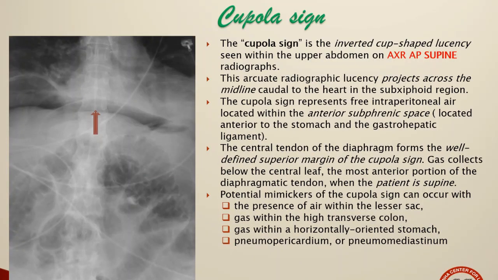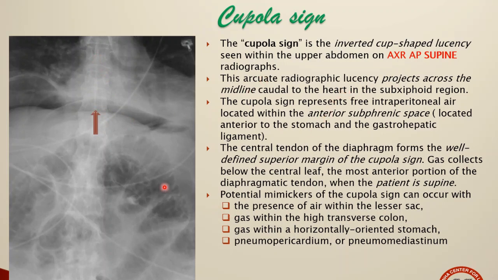The second important sign is the cupola sign. It is an inverted cup-shaped lucency seen within the upper abdomen. Again, on a plain radiogram of the abdomen, AP view in supine. See this radiolucency, the brown arrow? This is it. Now, where is it lying? This is across the midline. See, this is the midline, across the midline. Caudal to the heart. See, this is the heart, caudal to the heart. In the subxiphoid. So, the xiphoid is somewhere here. So, that is very characteristic.